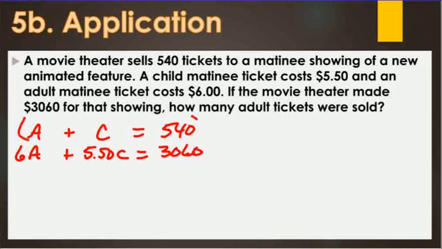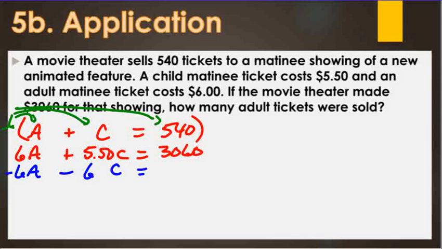So I need to multiply this top one by, let's eliminate the adult ticket. So I need to multiply by a negative 6. Since the bottom one is a positive 6. So this would be a negative 6a and a negative 6c. 540 times a negative 6 is a negative 3,240. Now we can add straight down.